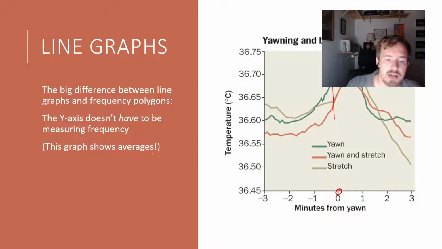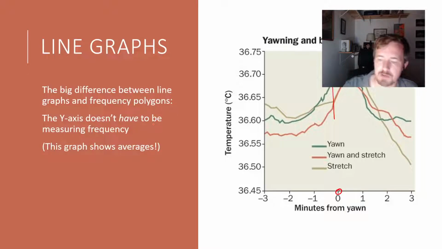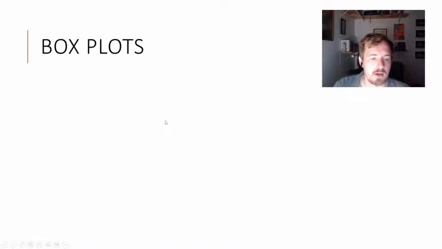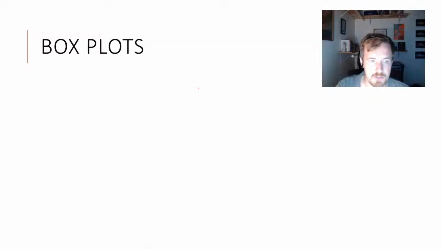So this graph is showing the average across these conditions, which is something that you can do if you're working with line graphs. You can use them to represent a group if you like. All right, and I should emphasize that the y-axis here does not have to be measuring frequency like the histogram or the frequency polygons do.